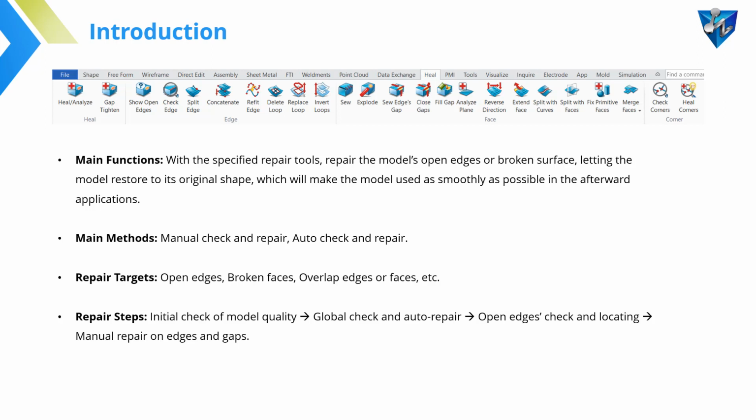In terms of model repair, normally we have two methods, manual and auto. And the targets we are working on are open edges, broken faces, overlap edges or faces, and so on. Finally, we can follow the steps below to do the repair. First, initial check of model quality. Second, global check and auto repair. And then, open edges check and locating. Finally, manual repair on edges and gaps.